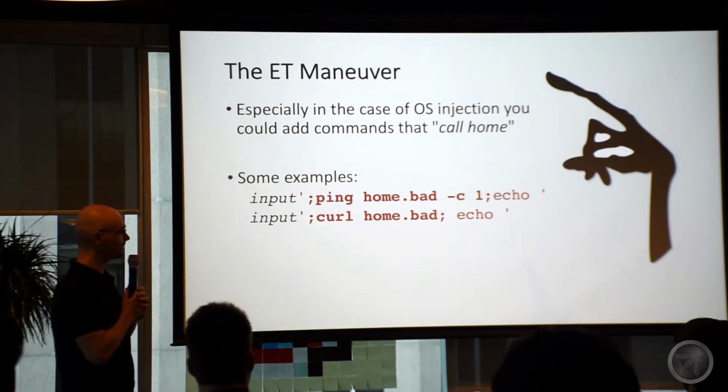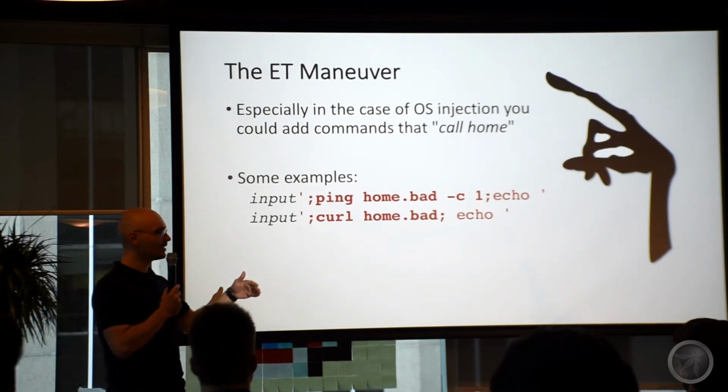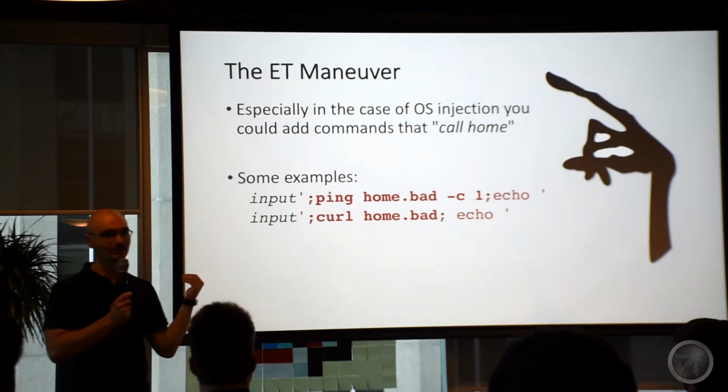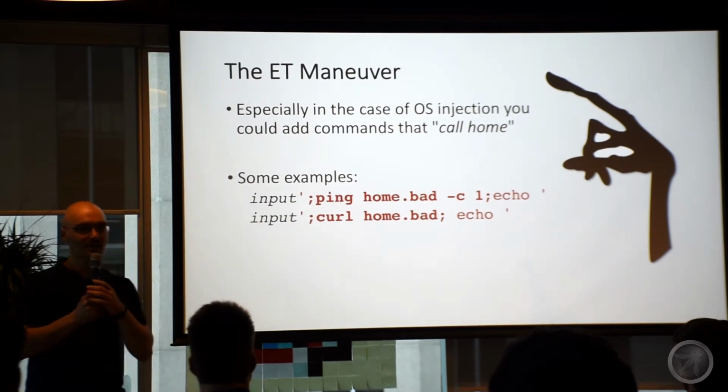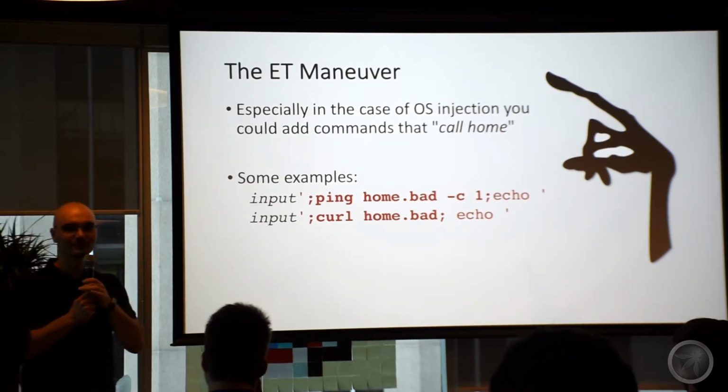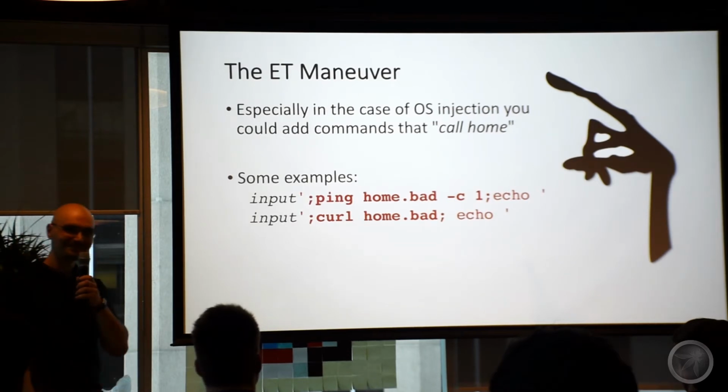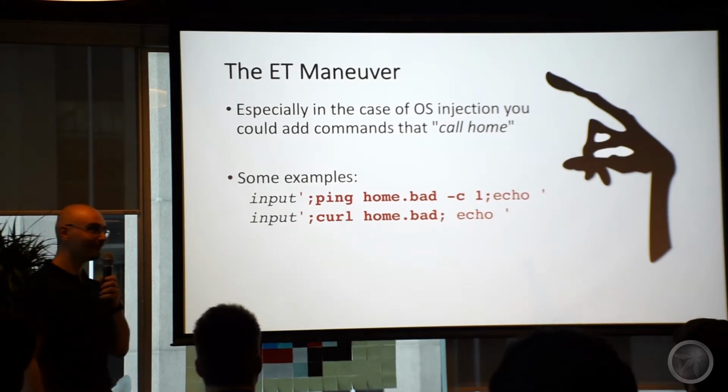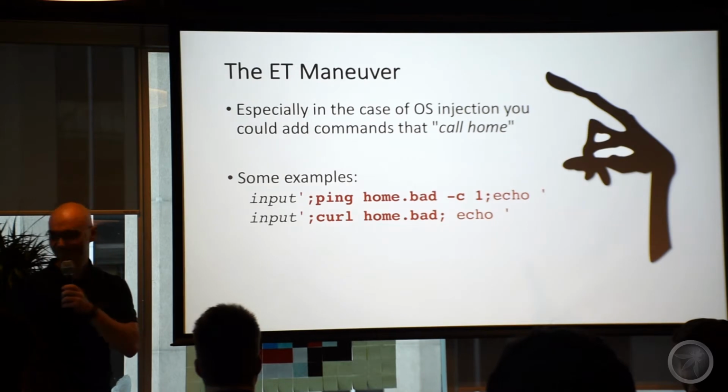Another way to do it is to use a curl command. That's going to execute an HTTP request to your server. So you can have a server in AWS and look at the logs, and if the request comes in, then you know it's vulnerable.